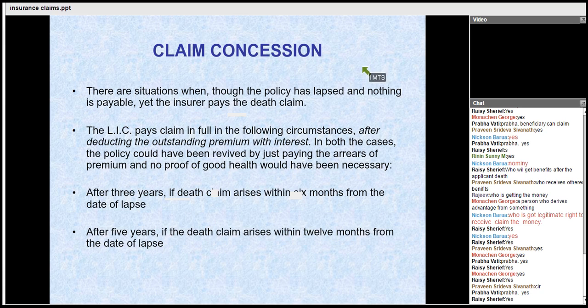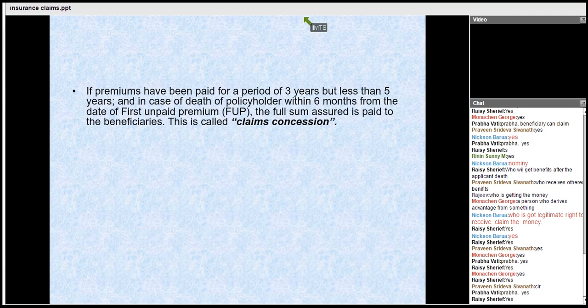Then only one can get the claim, and a preliminary special inquiry may be ordered. If the premiums have been paid for a period of 3 years but less than 5 years, and the policyholder needs funds, the full sum assured is paid to the beneficiary after a special inquiry. This is called a claim, and then only the beneficiary can get it.